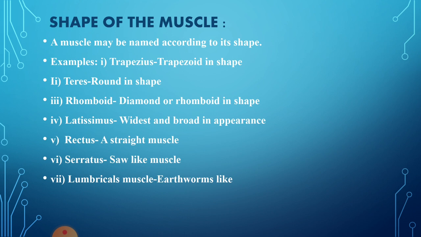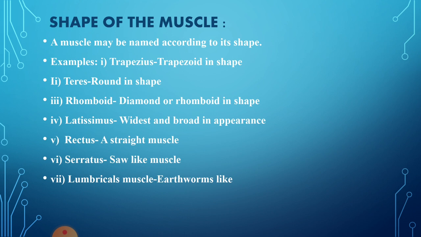Previously, we have talked about the teres major and teres minor muscles, and in our next slides we will go through these muscles once again, and we will appreciate the appearance of these muscles. Rhomboid, we will look at the rhomboid major muscle as well. Latissimus, we will look at this muscle as well. Rectus, we have previously talked about the rectus abdominis muscle, and we saw the arrangement of muscle fascicles. They were parallelly arranged, and the muscle had a straight appearance.